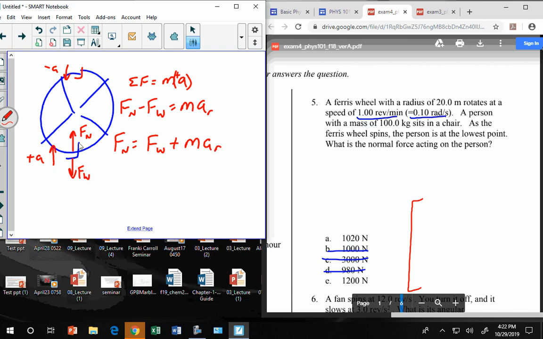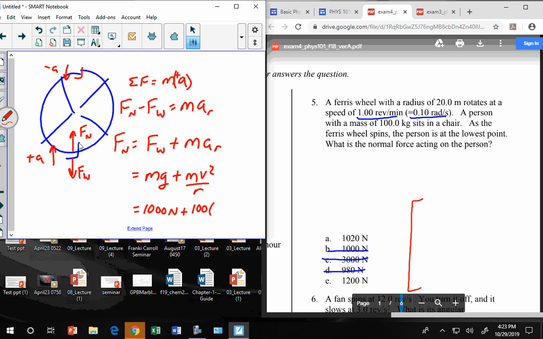Remember that ar, it's not g, right? That's not their acceleration. Their acceleration is v squared over r. That's their centripetal acceleration. So this is going to be m times g, that's Fw, plus m times v squared over r. M is 100, so that's 1,000 newtons for the first one, plus 100 times v squared.